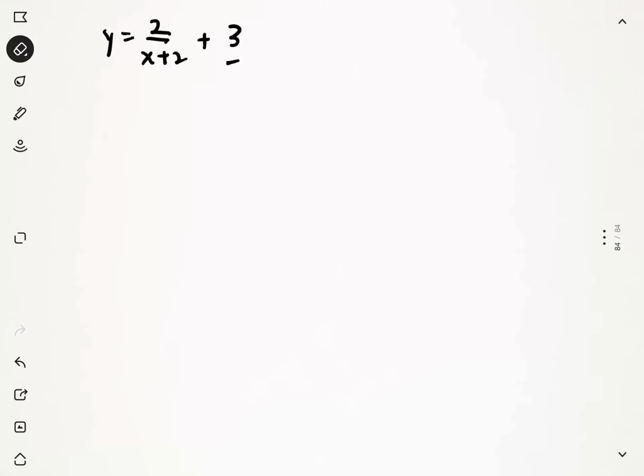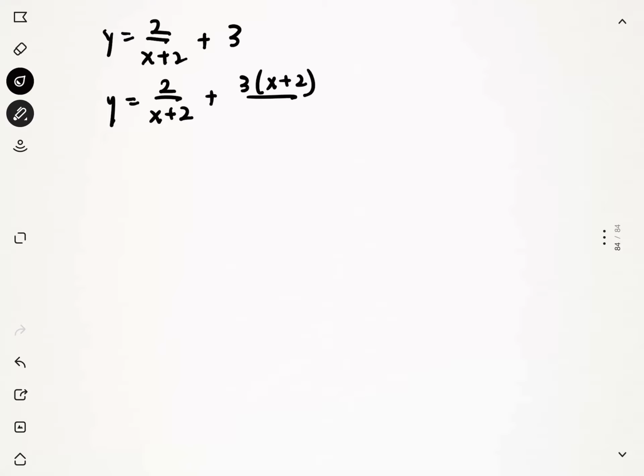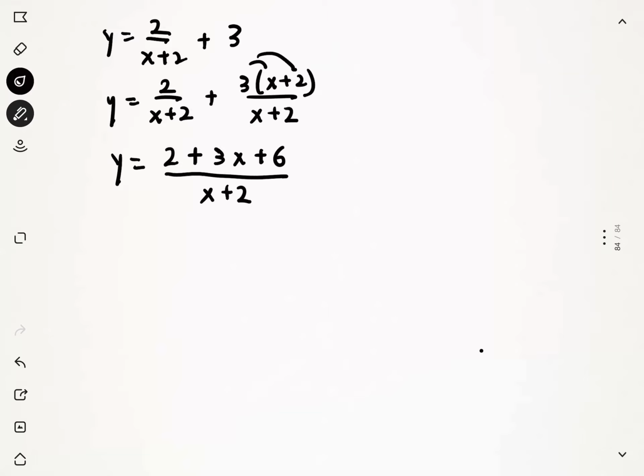We have to get common denominators is what's happening here. So we have to take this transformational form and put both parts together so that it's just a fraction. My 2 over x plus 2 is good, but on the 3, I'm going to multiply the top and the bottom by x plus 2 to get common denominators. So this works out to be 2 plus 3x plus 6, that's distributing through the brackets, all over x plus 2. And if I simplify that down, I get 3x plus 8 over x plus 2.